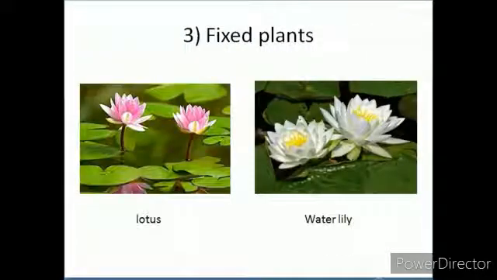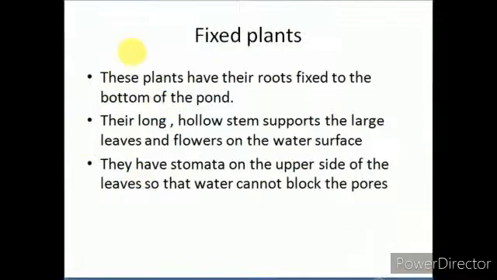Now let's see some examples of the third type of aquatic plants, which is fixed plants: lotus and water lily. I hope lotus and water lily তোমালোকে সকলোৱে দেখিছা. So these are the examples of fixed plants. What are their characteristics? These plants have their roots fixed to the bottom of the pond. ইহঁতৰ roots বিলাক পুখুৰীটোৰ একেবাৰে তললৈকে থাকে বা সিহঁতৰ roots বিলাকে মাটিত খামুচি ধৰি ৰাখে, ঠিক আছে, সিহঁত পানীত উপঙি নাথাকে.